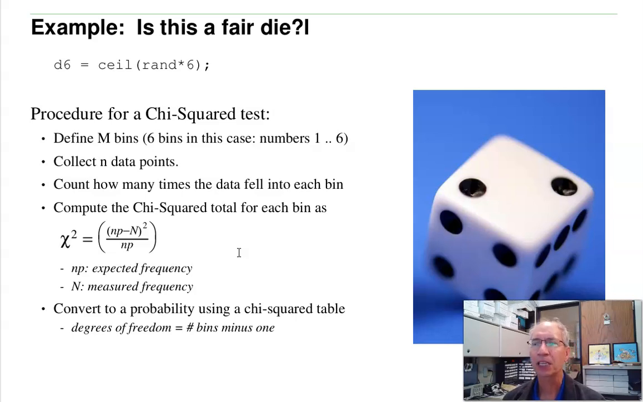The next step is to collect data. I roll the dice a bunch of times and count how many times the roll winds up in each bin. I then compute the chi-squared score. That's the expected frequency, the number of rolls times the probability of each bin, in this case 1 in 6, minus the observed frequency, how many times they got a 1, how many times they got a 2. Take the difference and square it, divide by the expected frequency, n times p, and add them all up. That's your chi-squared score. I'll then use a chi-squared table to convert that chi-squared score into a probability.